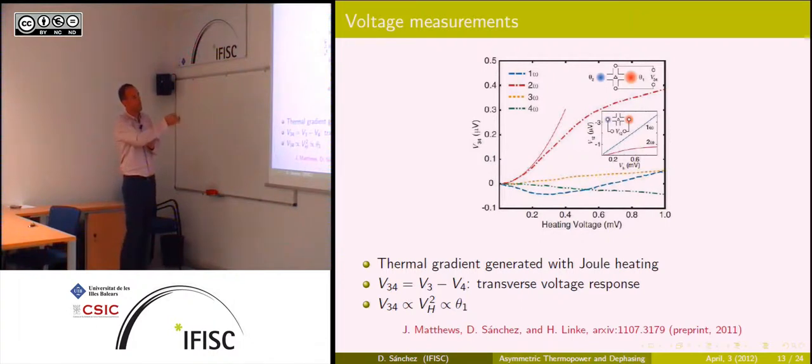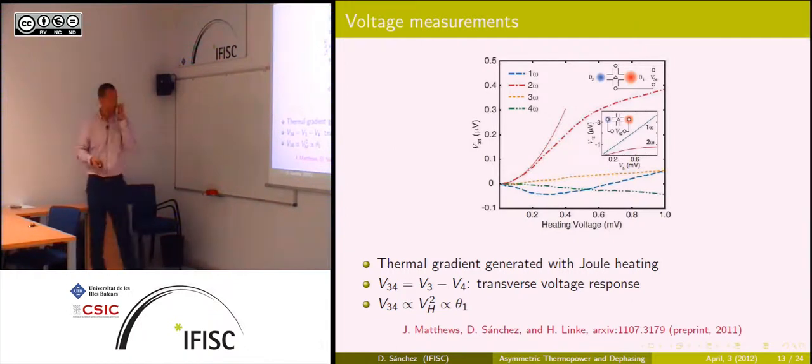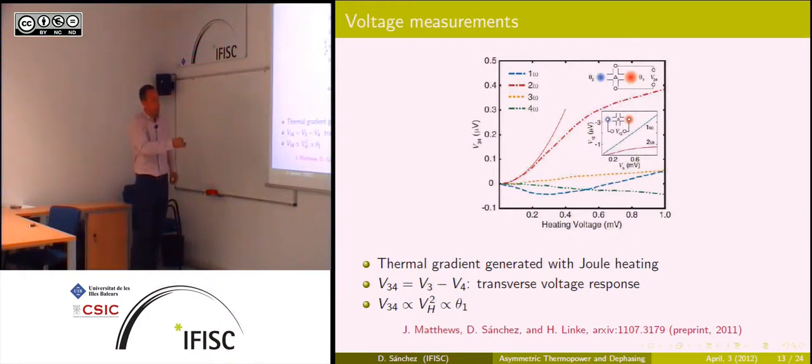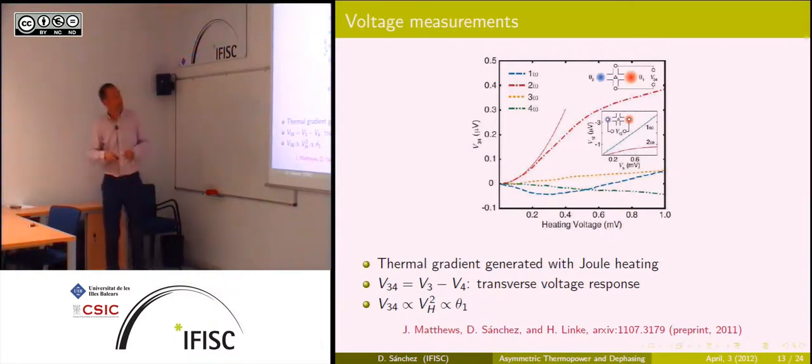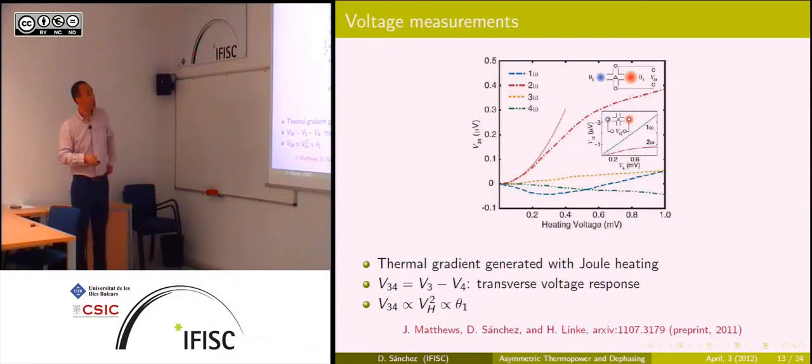But what they see is that, for this voltage drop as a function of heating voltage, the largest contribution comes from 2 omega. This is consistent with the fact that this voltage drop is proportional to the square of the heating voltage, because temperature appears through Joule heating, which is just V squared over some resistance. And another thing is that it has a square dependence on the heating voltage.